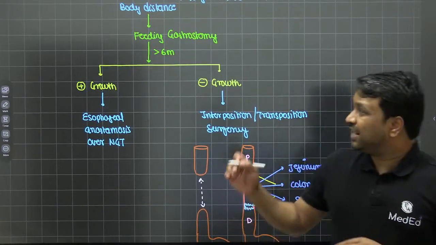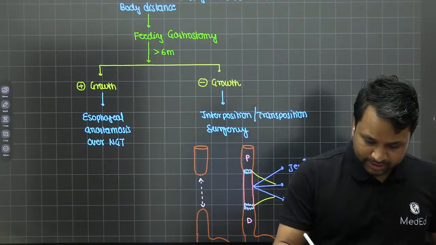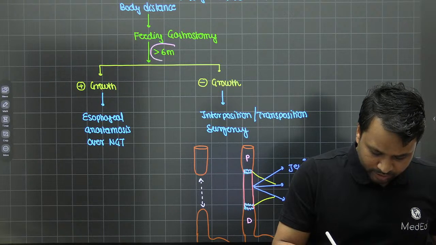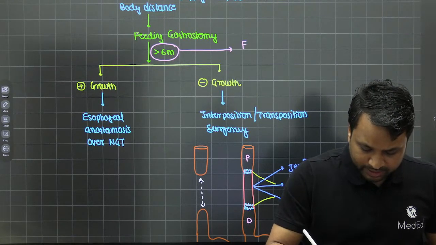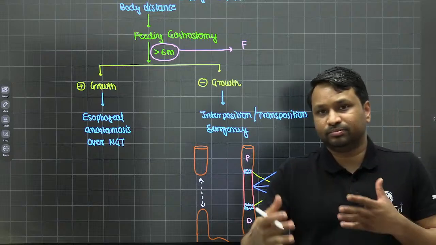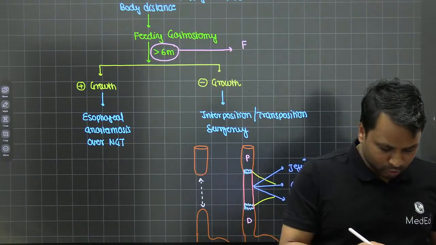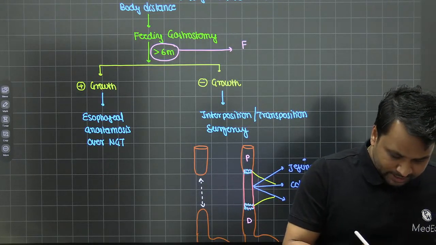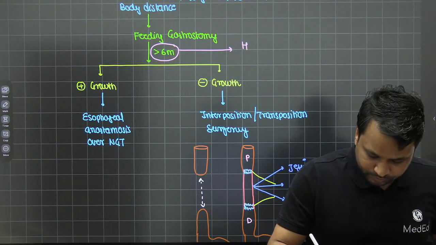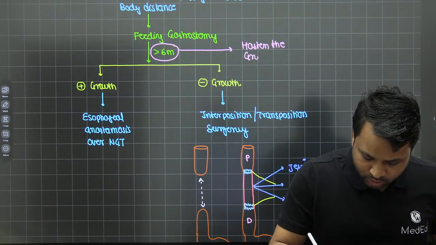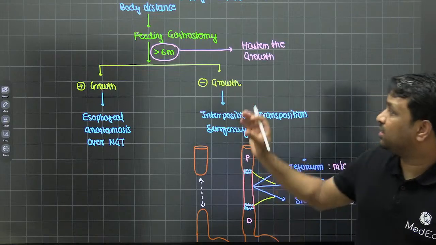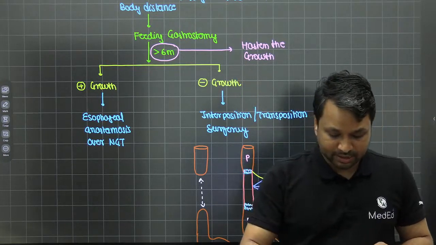Now, as I told you, the wait period is much longer here. It looks like the 6 months is actually a very long period. Now, how do you hasten the growth between the two lumens, so that this wait period can come down to less than 6 months?